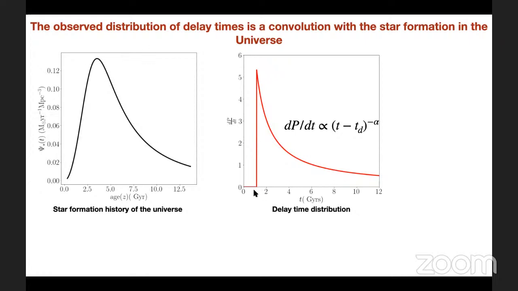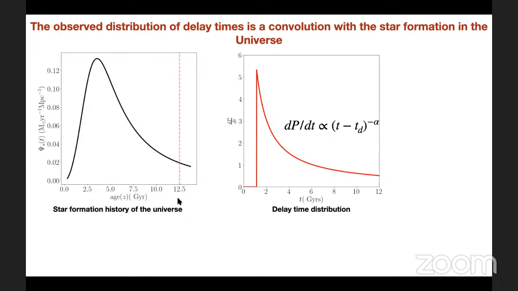And overlaid, if we think that the binary evolution essentially follows the star formation rate of the universe, the distribution of merger times that we will see at any time is essentially a convolution of the net number of stars formed over the history of the universe with the delay time distribution, which is characterized by a simple minimum delay time and a power law.